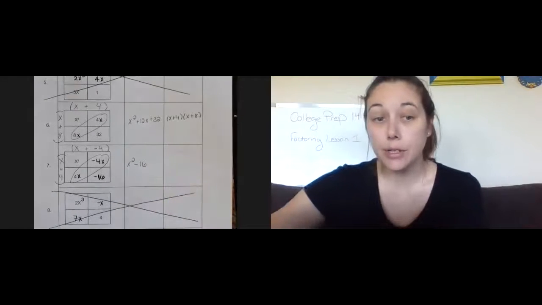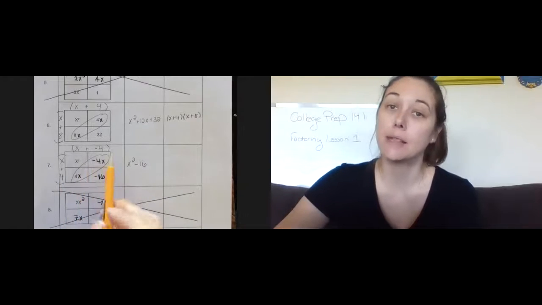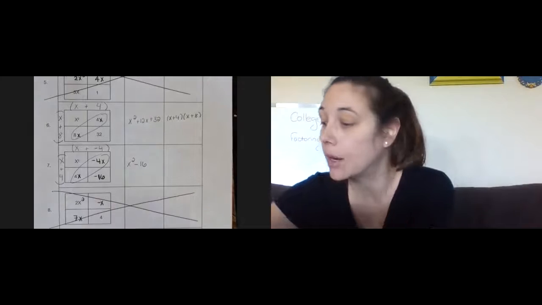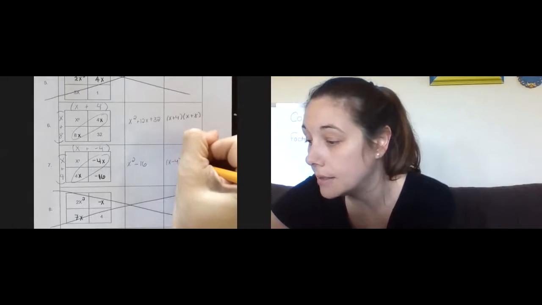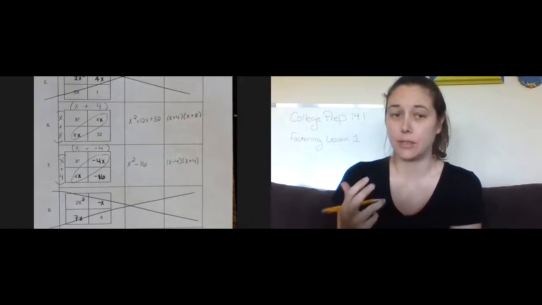So our factors are the binomials that we discovered on the outsides of our box. So we've got x plus negative 4 or x minus 4 times x plus 4. This isn't too difficult.